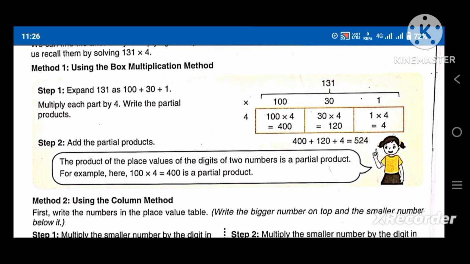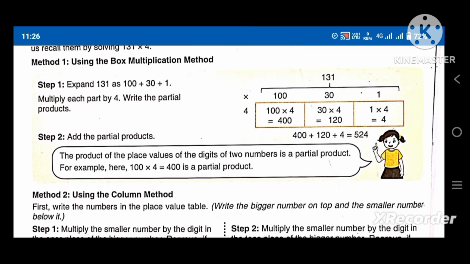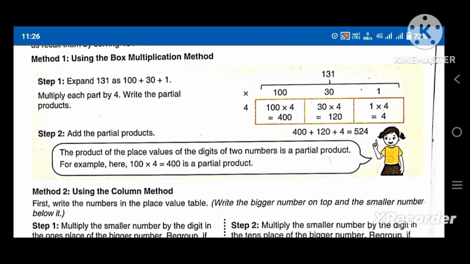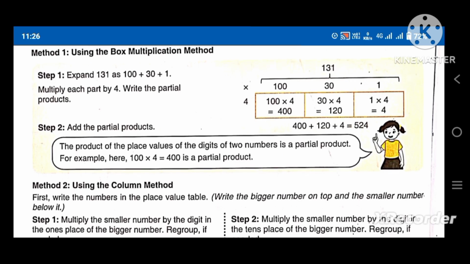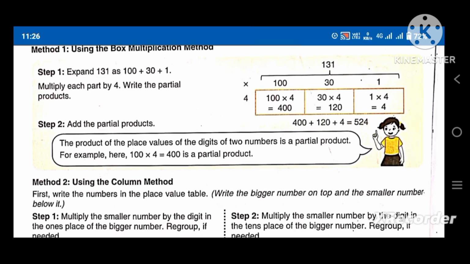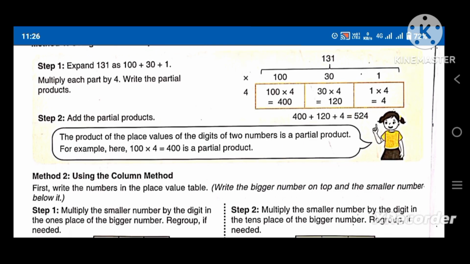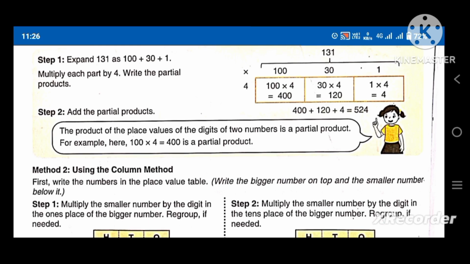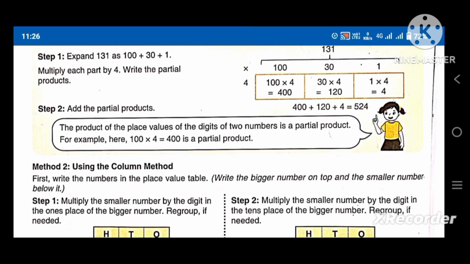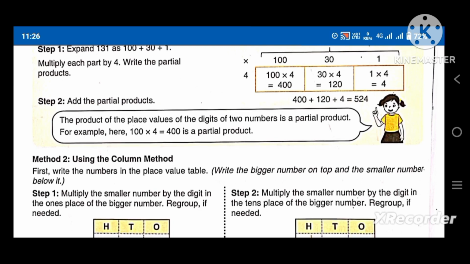Method 2. Using the column method. First, write the numbers in the place value table. Write the bigger number on top and the smaller number below it. Step 1. Multiply the smaller number by the digit in the ones place of the bigger number. Regroup if needed. Step 2. Multiply the smaller number by the digit in the tens place of the bigger number. Regroup if needed.